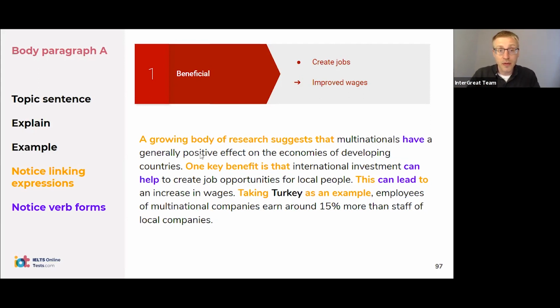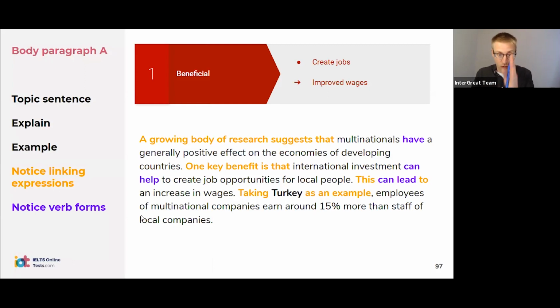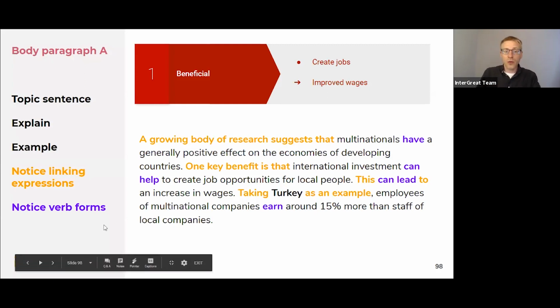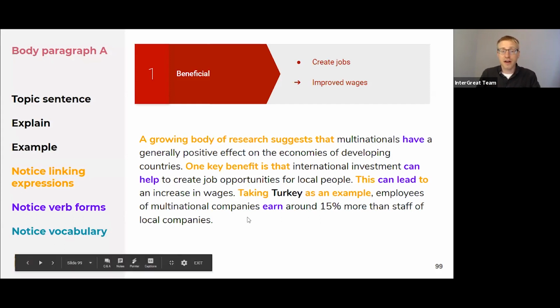This verb, the modal verb can, is a very nice expression to use because it makes your writing sound more academic. You're not saying international investment helps create jobs. Not always true, but it can do. It's possible. It's a possible effect. This is nice hedging language, it's called, rather than saying it always helps. We also have some nice vocabulary here as well.